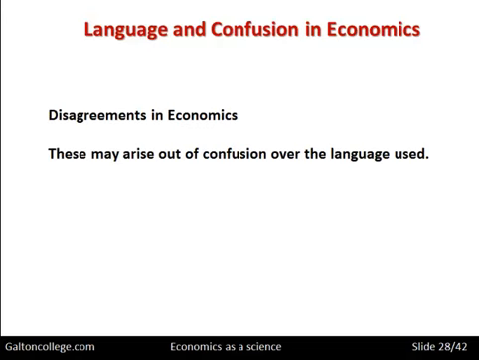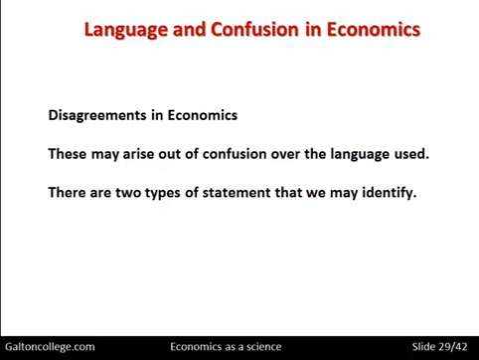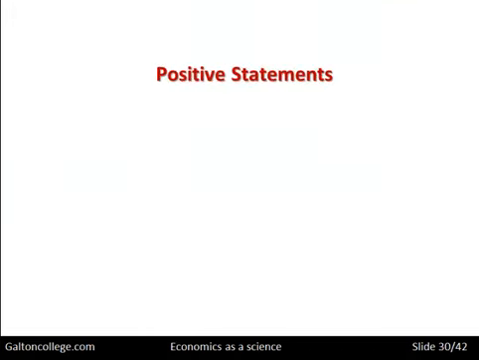Sometimes we have to have standard definitions. We have to be clear about what we're talking about. Otherwise, we can't move forward. Our disagreements may just linger because we're not clear about the terms we're using. And there are two types of statement that we may identify in particular. The first type is called positive statements. These statements may be tested. They're positive. So any statement which may be tested against the facts is positive.